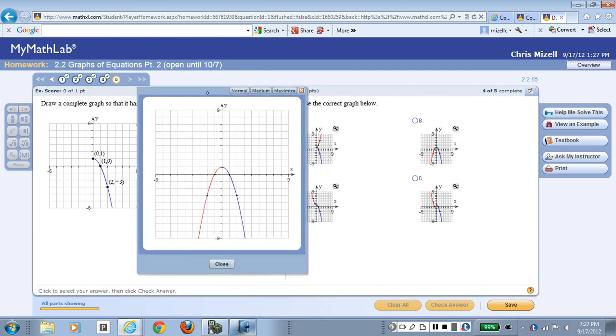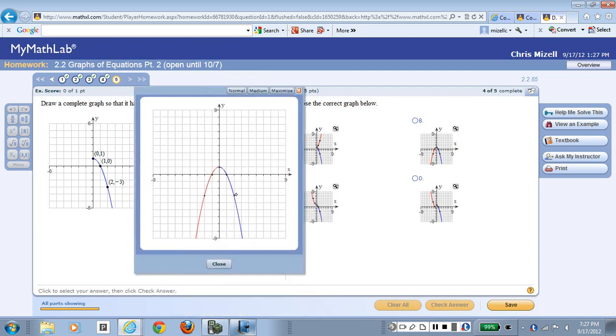Points on the right and points on the left are images of each other, the same distance from the y-axis, and on opposite sides of the y-axis. There we go. B.